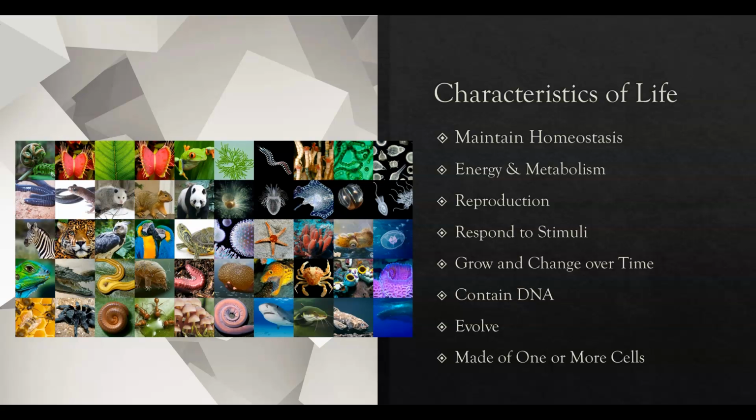Reproduction, that's an easy one. You have to make offspring. You have to make new individuals of your species in order to keep going. So there's sexual reproduction like humans use, but then remember bacteria use binary fission, in which they just split themselves in half and basically make a clone copy.